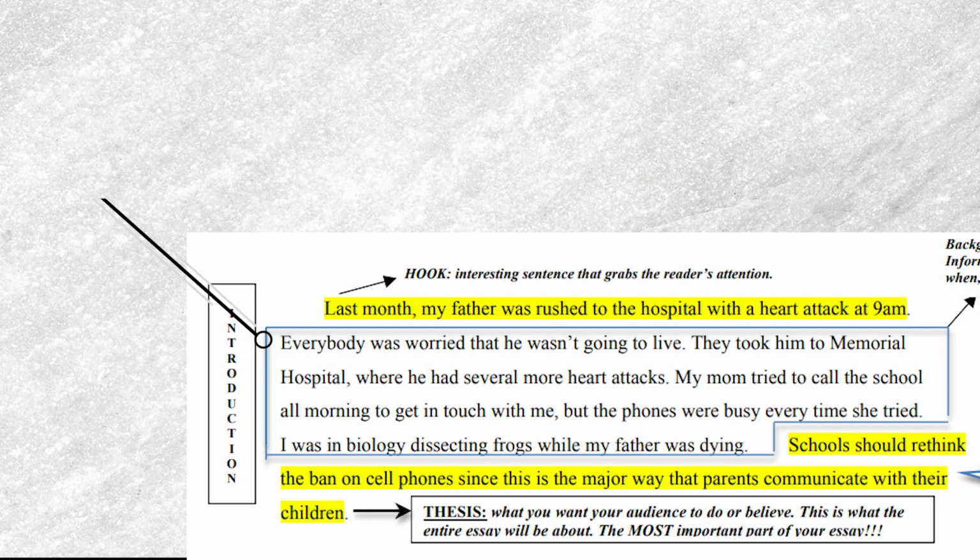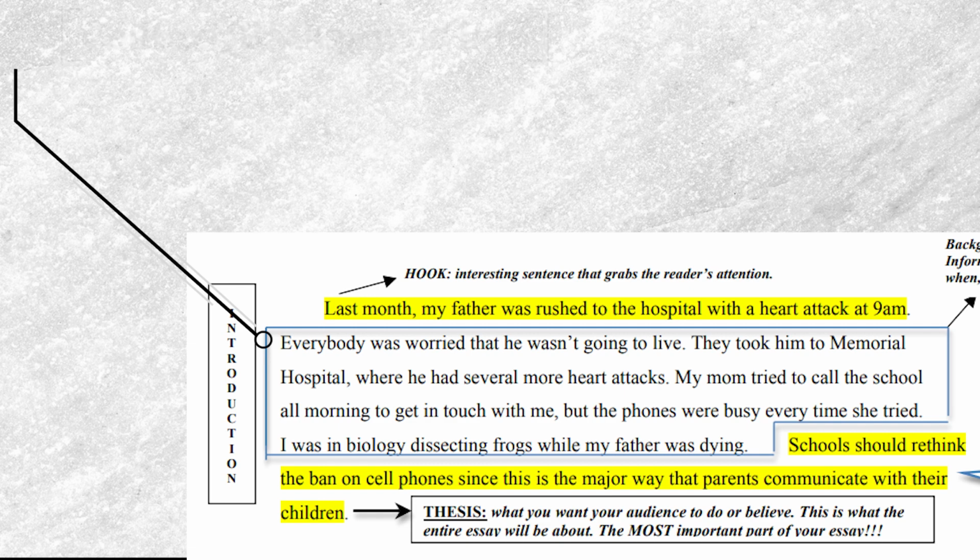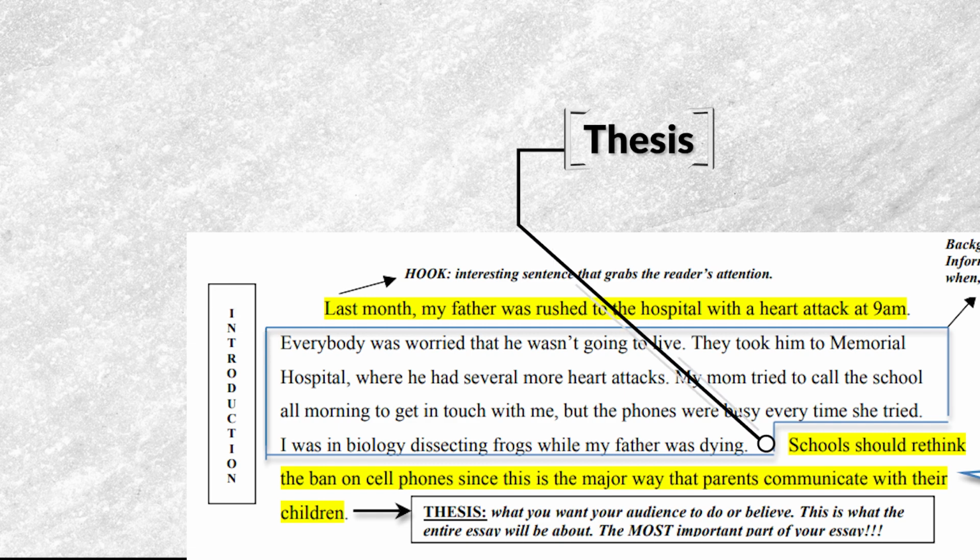And as always, the best way to see this is to look at examples. Flashing back to the cell phone debate, the cell phone paragraph does an excellent job of showing this. After our startling hook to get us going, the author gives background info to set the scene and prepare the reader for the thesis ahead. We feel the author's frustration at the fact that their mom couldn't get a hold of them in an emergency. And what that does is it primes us as an audience to sympathize with the argument that they're about to make, that schools should rethink their ban on cell phones.